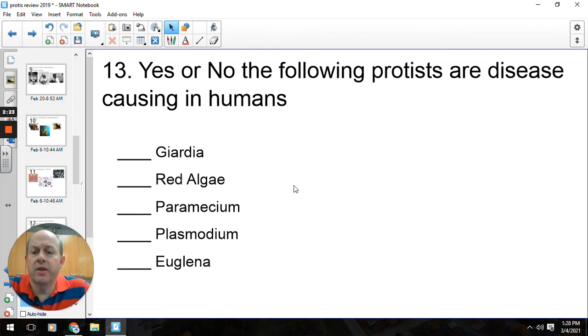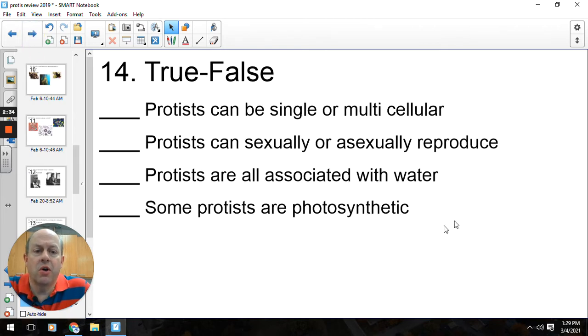Yes or no, are we going to cause disease in humans? Giardia was a yes. Red algae, no. Paramecium, no. Plasmodium, very much yes. And Euglena, no. True, false, all of these would be true.